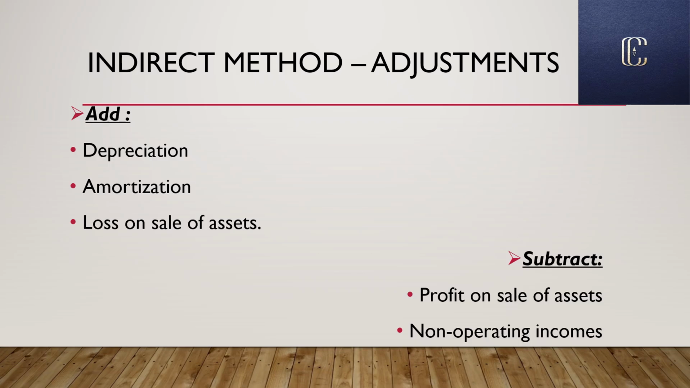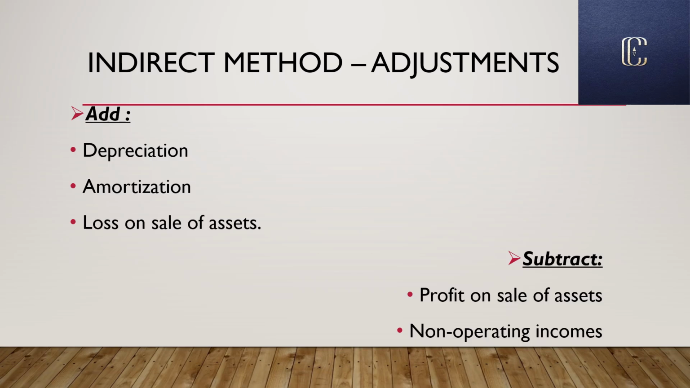Depreciation is the reduction in asset value over time. For example, the machine cost is 10 lakh rupees, and depreciation charged is 1 lakh rupees per year. This 1 lakh rupees reduces profit, but no cash is paid now. Cash was paid when the machine was purchased earlier. So we add depreciation back to profit.